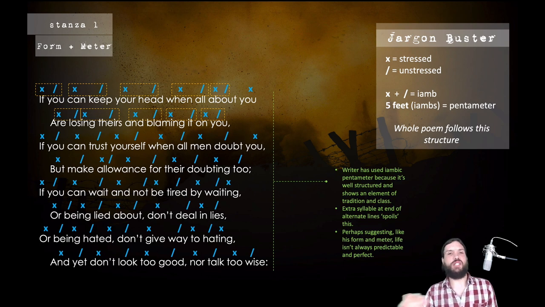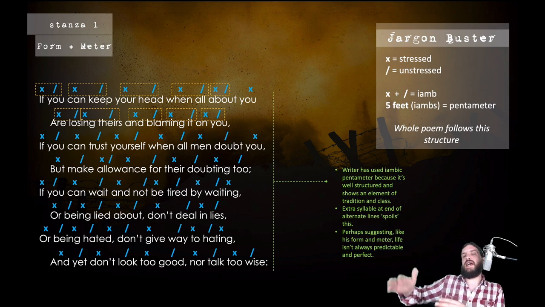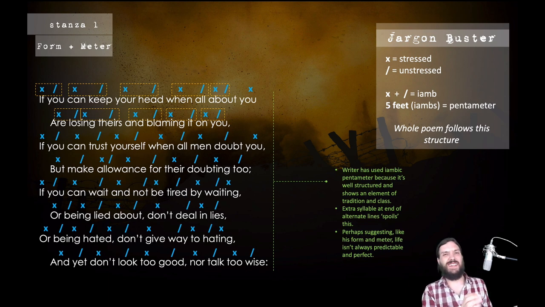The reason that Kipling hasn't changed it and hasn't made it absolutely perfect, like Shakespeare, for example, would do more so, is that the extra syllable at the end of these lines just stands out, isn't part of any foot. It's like life, it's unpredictable. Life isn't perfect, and nor is his use of form and meter within this poem. So it's reflecting the idea life isn't perfect.